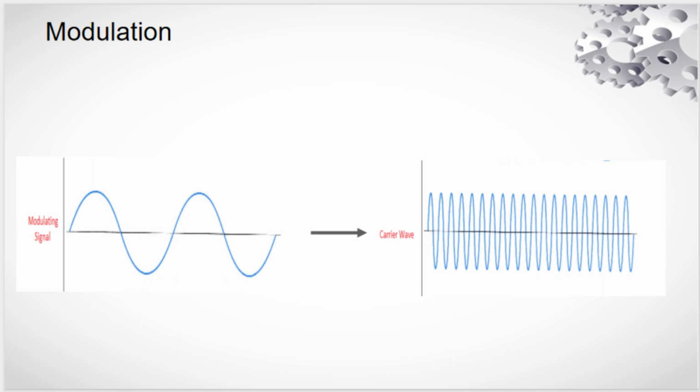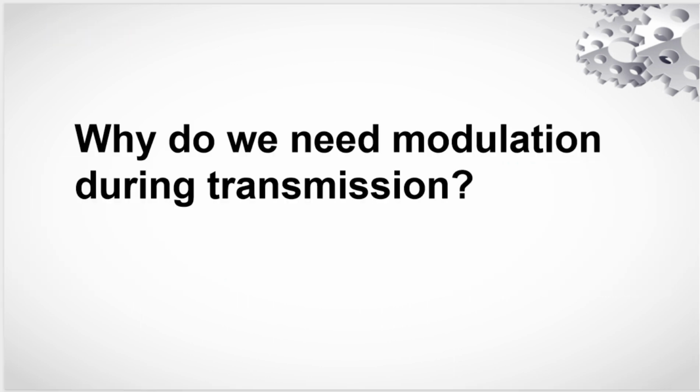So modulation is the process of encoding information in a transmit signal, while demodulation is the process of extracting information from the transmit signal. So modulation is the process of converting data into an electrical signal optimized for transmission. So why do we need modulation during transmission?